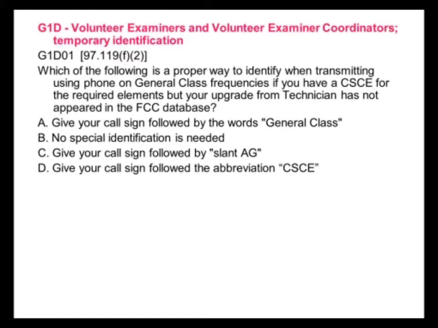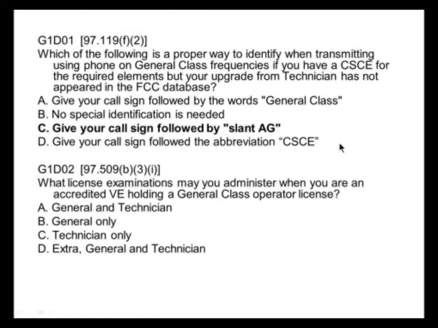Subelement G1D, voluntary examiners, voluntary examiner coordinators, and temporary identification. Which of the following is a proper way to identify when transmitting using phone on general class frequencies if you have a CSCE, that's a Certificate of Successful Completion of Examination, for the required elements, but your upgrade from technician has not appeared in the FCC database? The correct way to do that is to give your call sign followed by /AG.